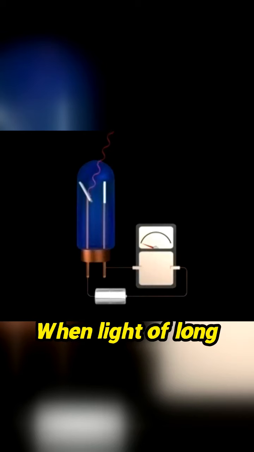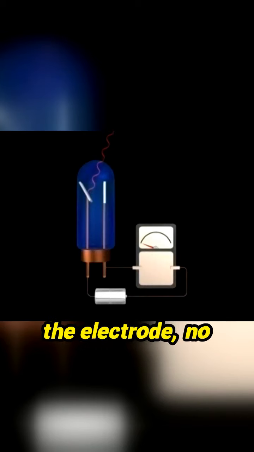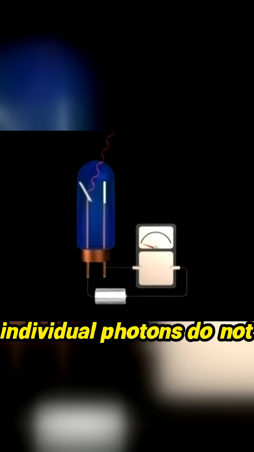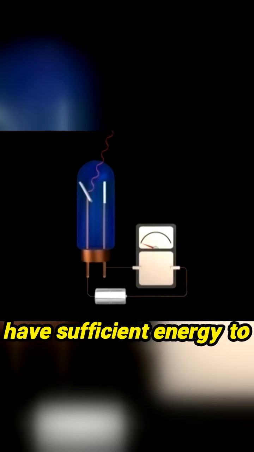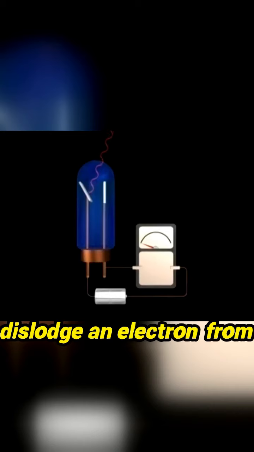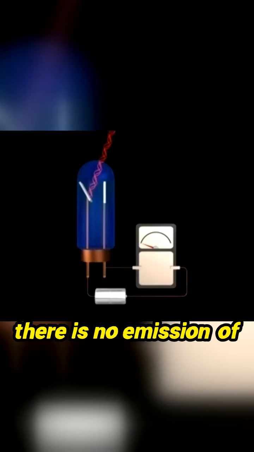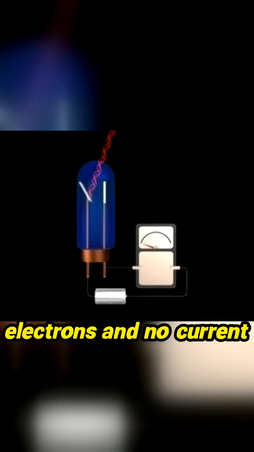When light of long wavelength impinges on the electrode, no electrons are emitted. Einstein proposed that this is so because the individual photons do not have sufficient energy to dislodge an electron from the attractive forces of the metal. Even when the light intensity is increased, there is no emission of electrons and no current flows.